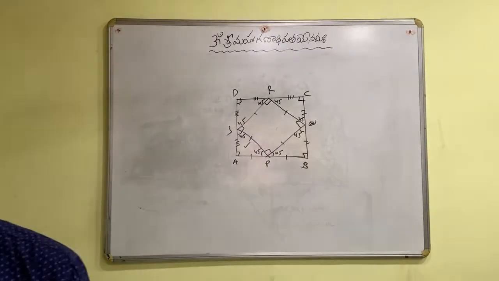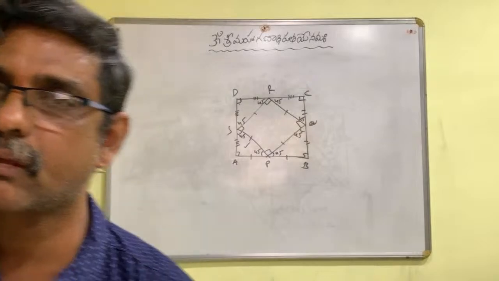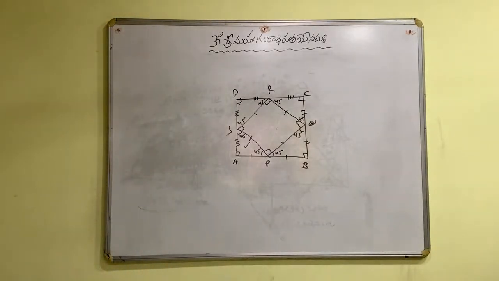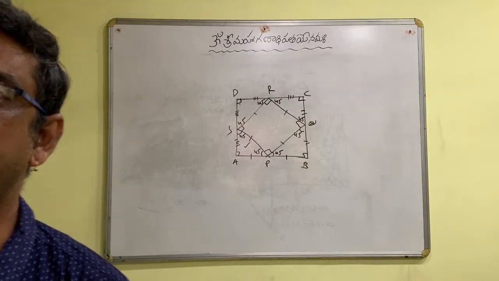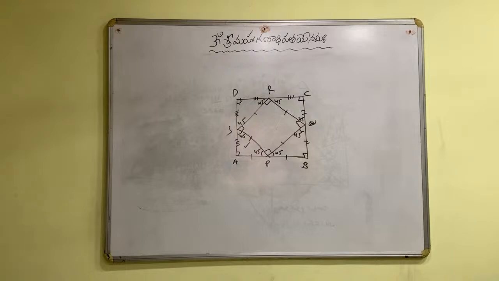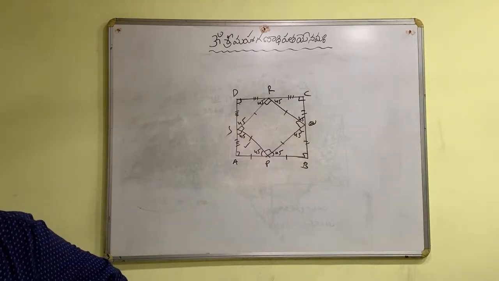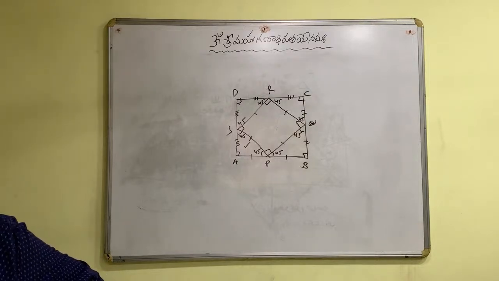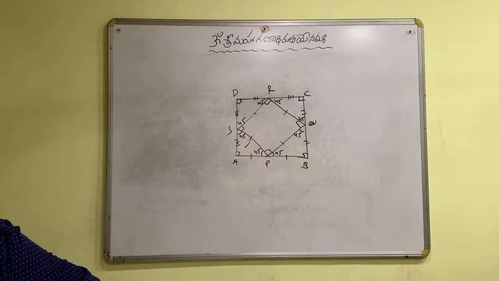So, what is the conclusion we can give? The quadrilateral formed by joining the midpoints of all the sides of a square is also a square. Okay?